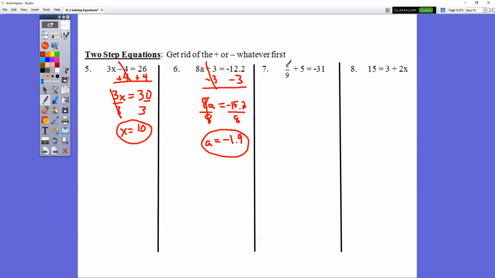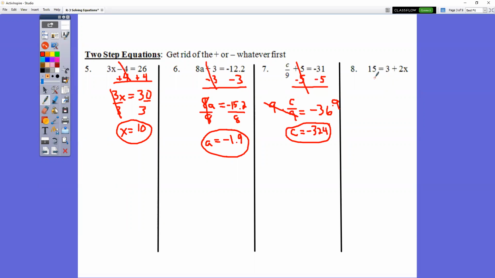In question number 7, this has dividing at the beginning, where number 5 and number 6 had multiplying with the 3x and the 8a. You're going to solve it the same way. Always get rid of the plus whatever or minus whatever first. So we're going to do minus 5 and minus 5. Those 5s cancel out. So we have c divided by 9 equals negative 36 when you subtract. This says c divided by 9. The opposite of divide by is to multiply by. So we want to do times 9 and times 9. Those 9s cancel out. Negative 36 times 9 is negative 324.